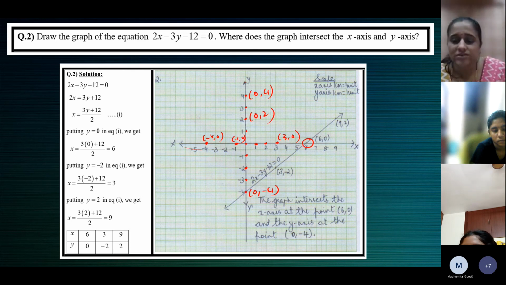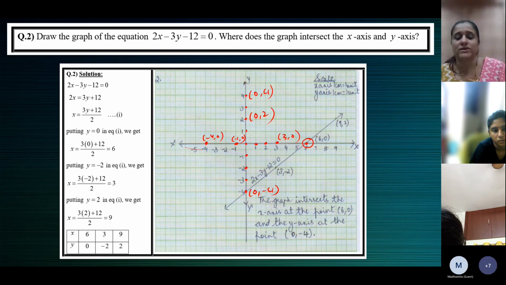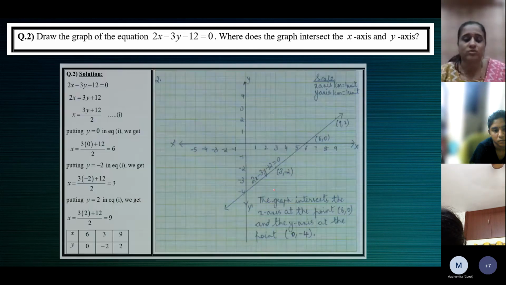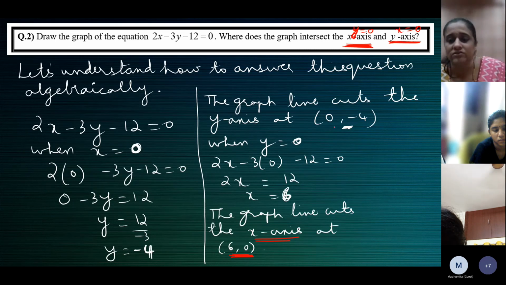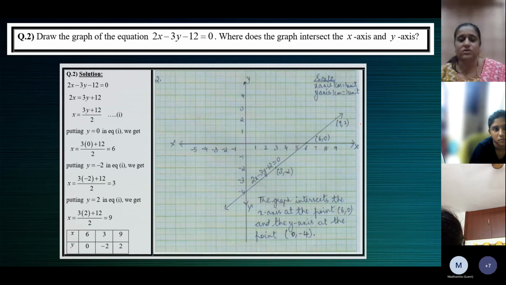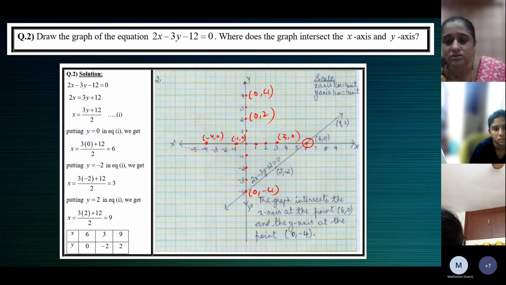And see here, where does the graph line cut the x-axis? 6, 0. The y-axis, 0, -4. And that's what we found. Without making the graph, we already got the answer. Y-axis at 0, -4. Yes or no, children?